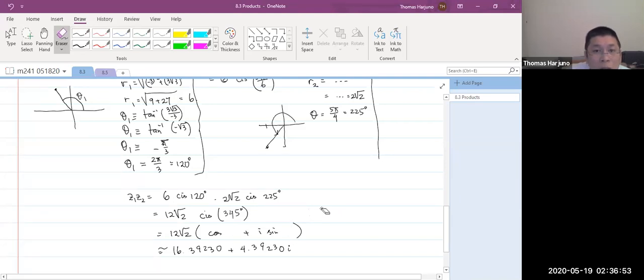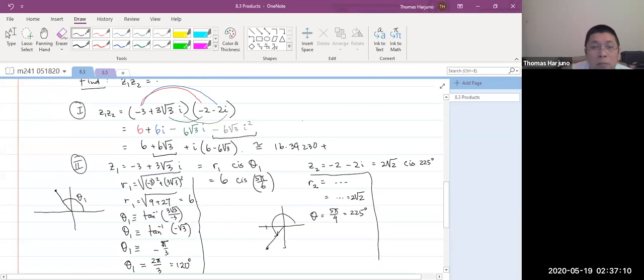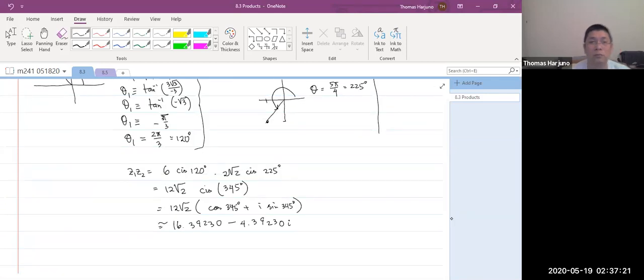Here, I don't need to use the coterminal anymore. And this is minus. Yeah, that's what I get there, negative 4.39230i. But my mistake on my second method actually comes from here. It's not from here. That's the one that I fixed. Now I get the same answer.